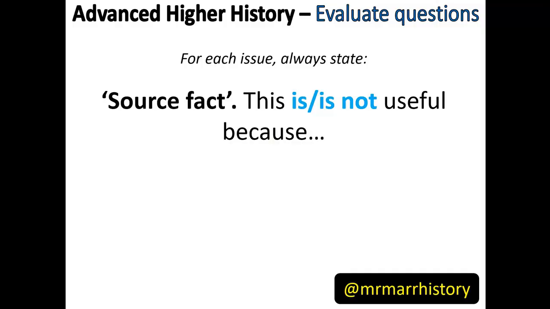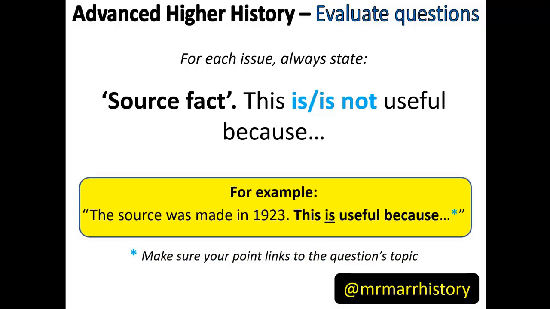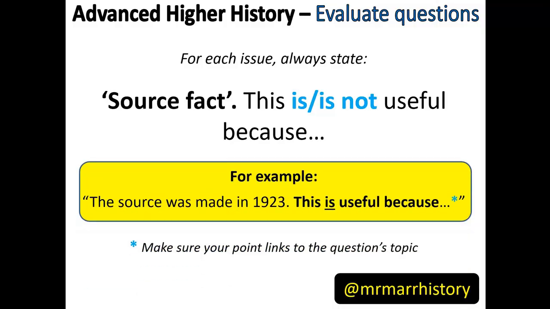One important tip is always link back to the question. Each time you want to state that a source is or is not useful because, and explain why this is the case. For instance, you might say, the source was made in 1923, this is useful because, and you would explain what else you know about 1923 and the general era in relation to the topic.